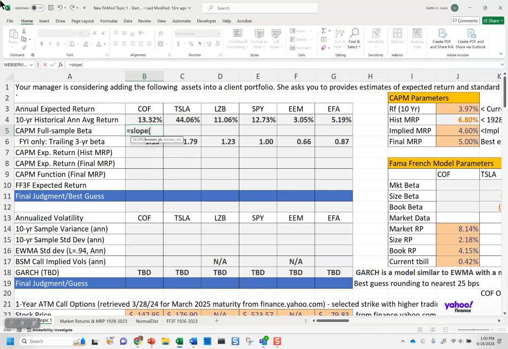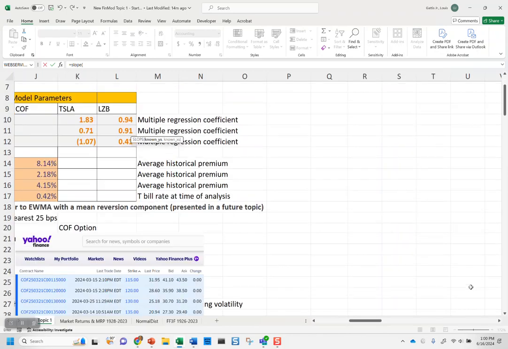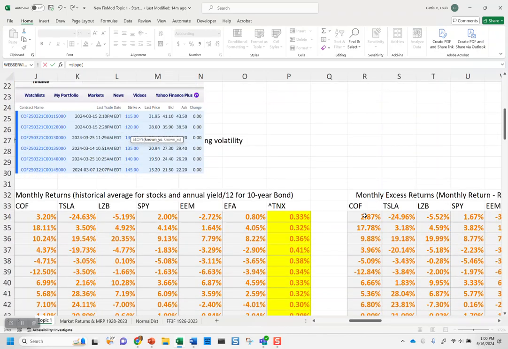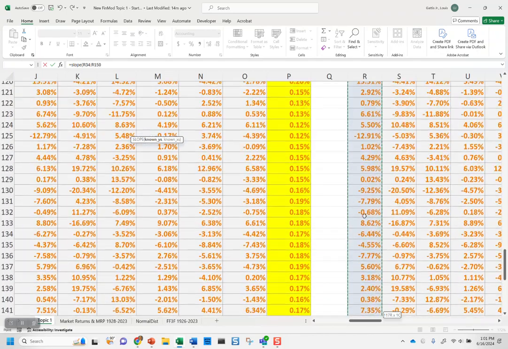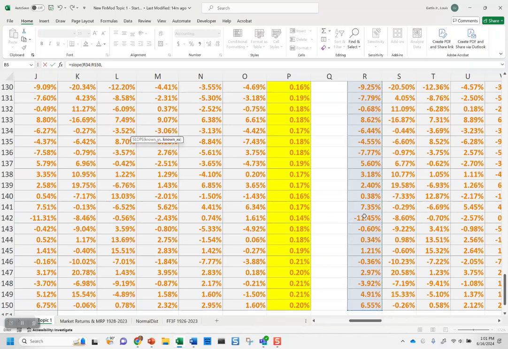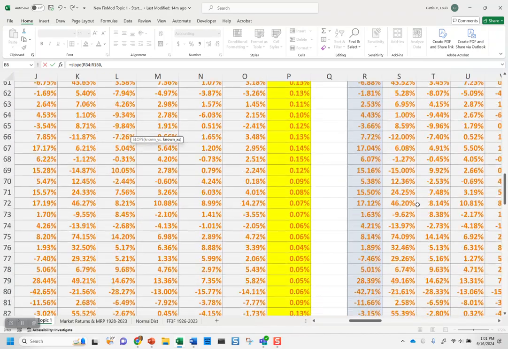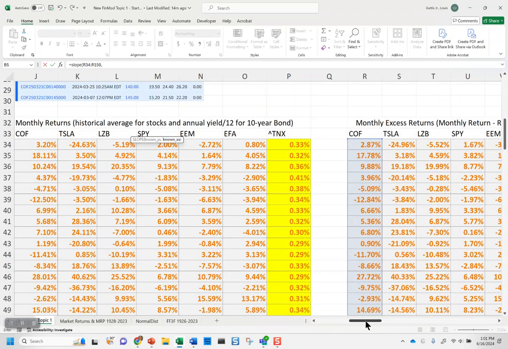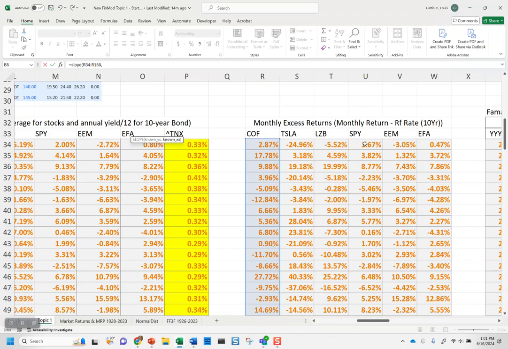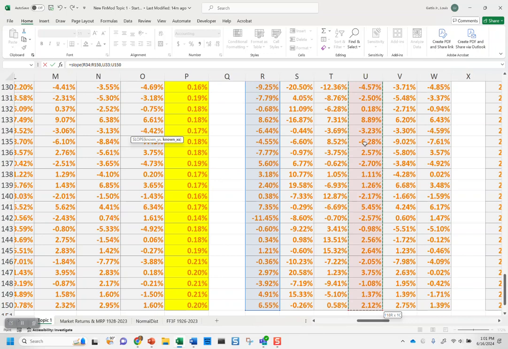And it says, when I say equals slope, that's a known Excel built-in function. And it says known y's and known x's. Y's are going to be the dependent variable. So I'm going to put in the excess returns of Capital One, Control-Shift down, comma. So I now have the y variable is the Capital One returns. I'll come back up here, and then my x variable for the CAPM model is always going to be the market, Control-Shift down. I'm going to hit F4 now.